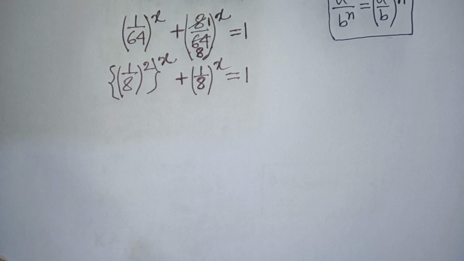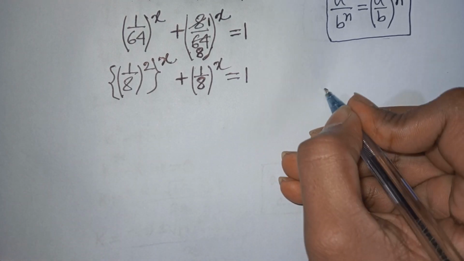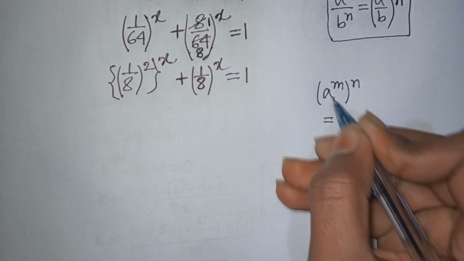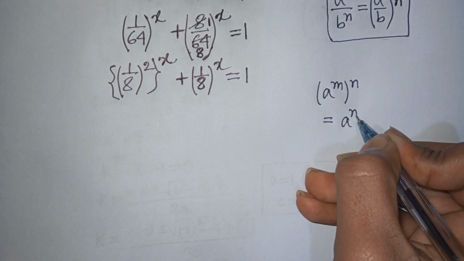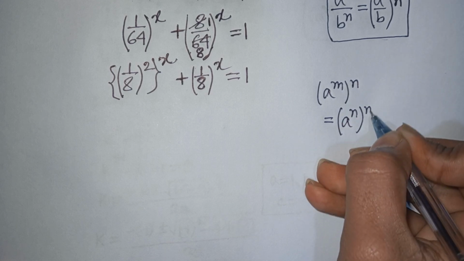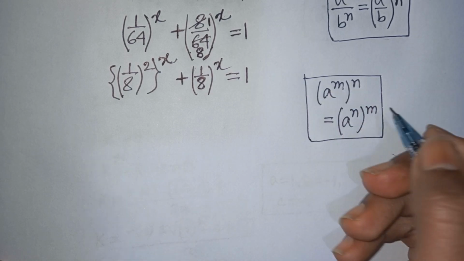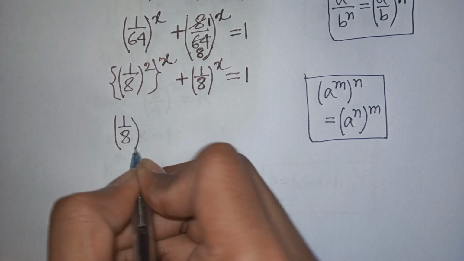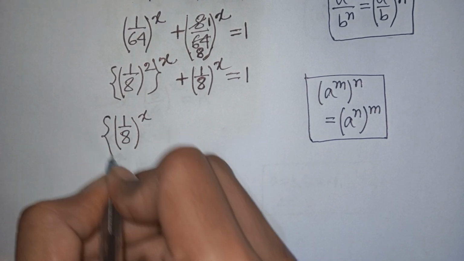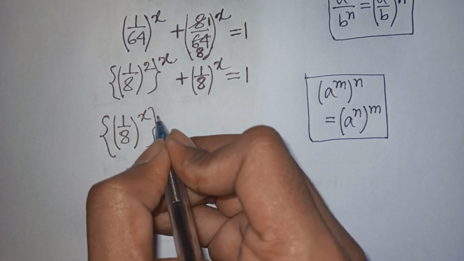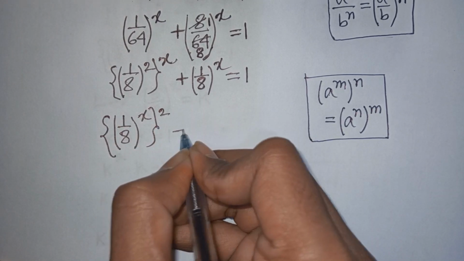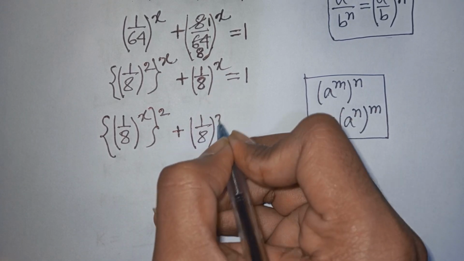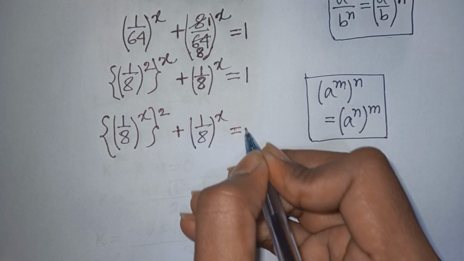Now here you can apply this exponential rule that a power m bracket power n is equal to a power n bracket power of m. So it will be 1 over 8 bracket power x, then second bracket power of 2, plus 1 over 8 bracket power of x is equal to 1.